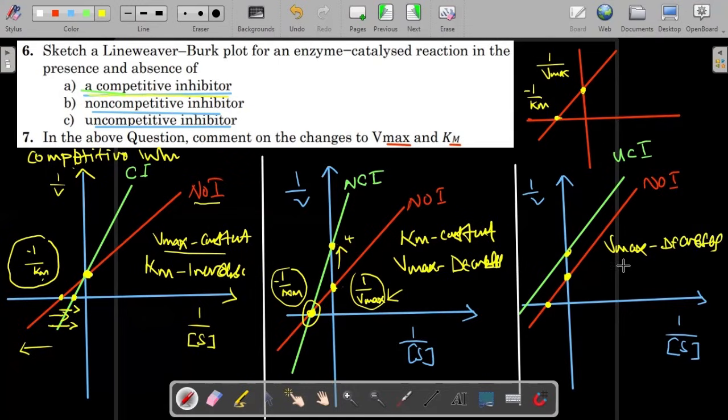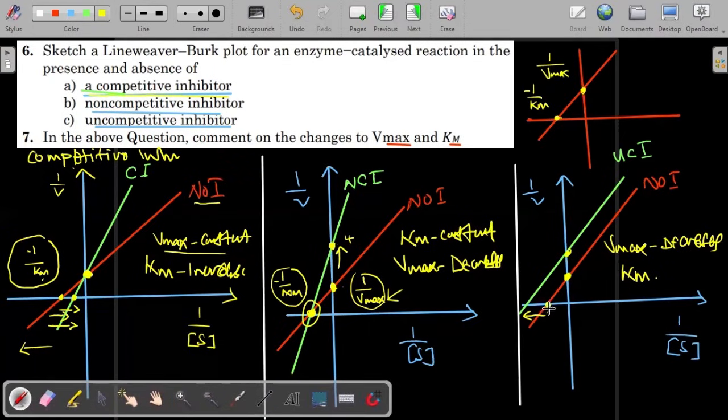Okay, what about the Km? The Km was here, and then it has moved this side here. So what has happened to the Km? Has it decreased or has it increased? Okay, so let's try to solve it here.